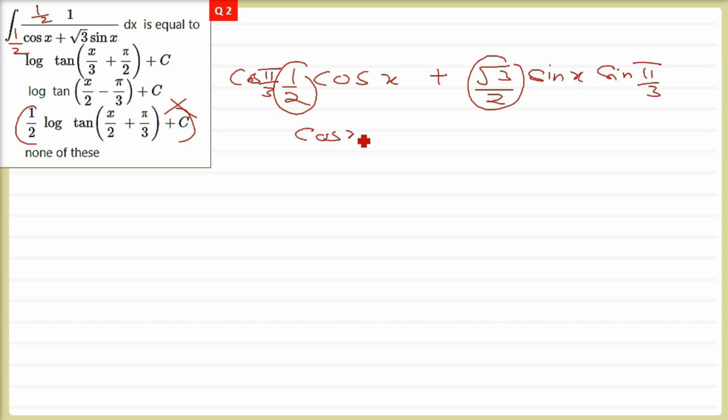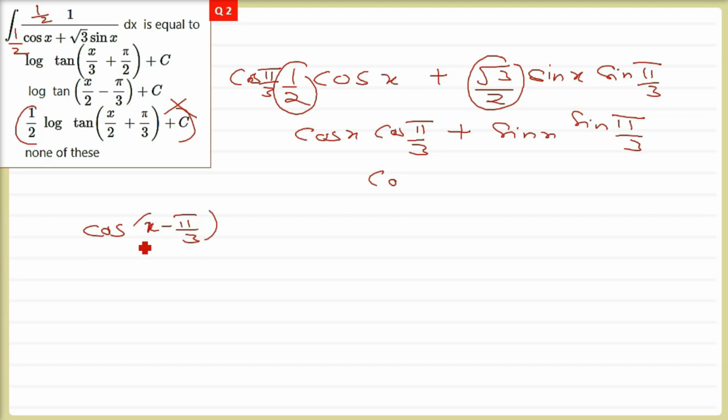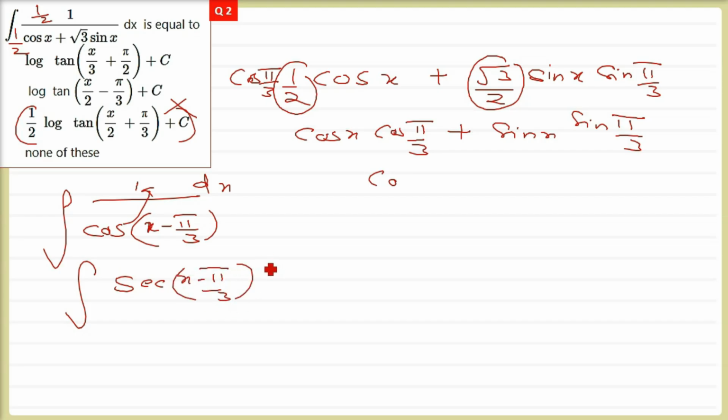So this will be cos x cos pi by 3. Then we have sin x sin pi by 3. So cos a cos b plus sin a sin b, if you remember the formula, let me write it here. It will be cos a minus b, cos x minus pi by 3. Now this is what we are talking about, the denominator. So this is 1 by cos x minus pi by 3. So we are going to integrate this. Half is also there which is in the numerator, remember. I'm just going to write it. Cos goes up, it will form sec x minus pi by 3.